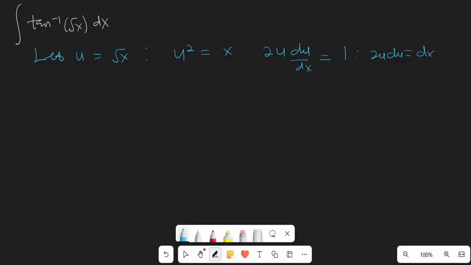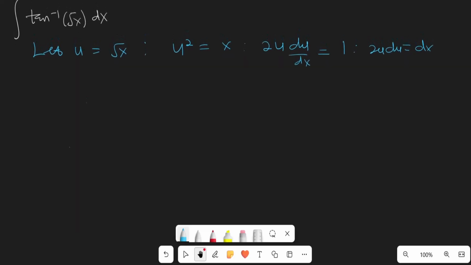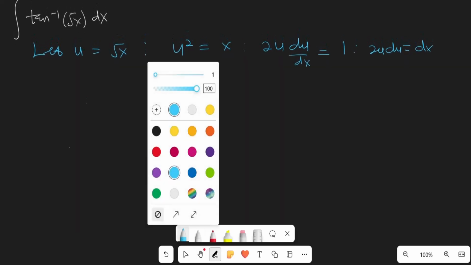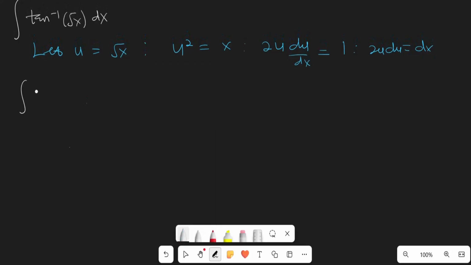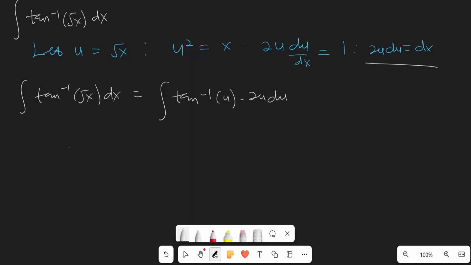Next, I have to take everything from the x world into the u world. So the integral of tan inverse of the square root of x dx is the same as the integral of the tan inverse of u times dx. Dx is 2u du. And that is equal to 2 integral of u times the tan inverse of u du.